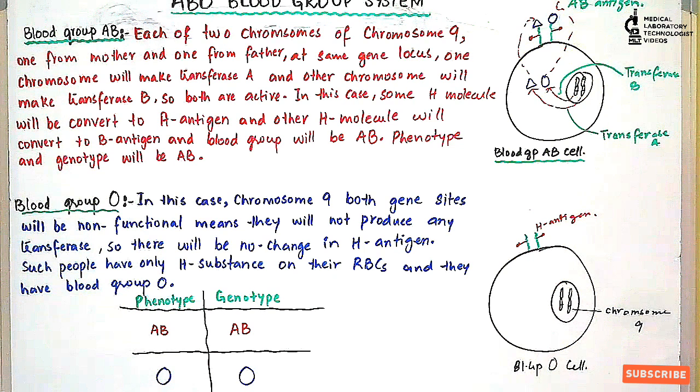So this lecture is going to complete here. I hope you understand the concept of the ABO blood group system, how these blood groups are formed. As you know, the ABO blood group system was discovered by Karl Landsteiner in 1901. So I hope you understand the concept of the ABO blood group system, phenotype and genotype, and how they are made, what changes will come in RBCs that will make these blood groups.